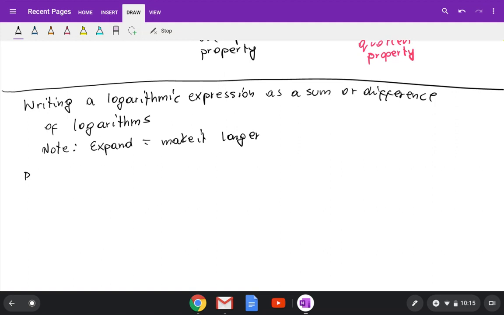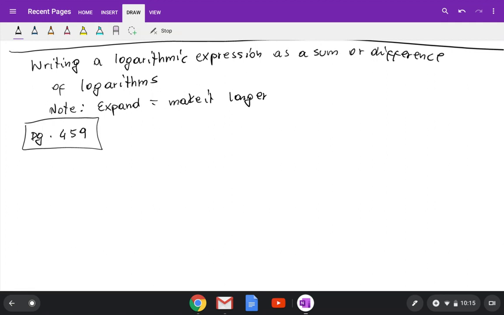So again, still page 459. And we're going to do a couple problems from this page. So let's do number 37. We're going to expand it. So that's the direction for all the problems which I will go over.